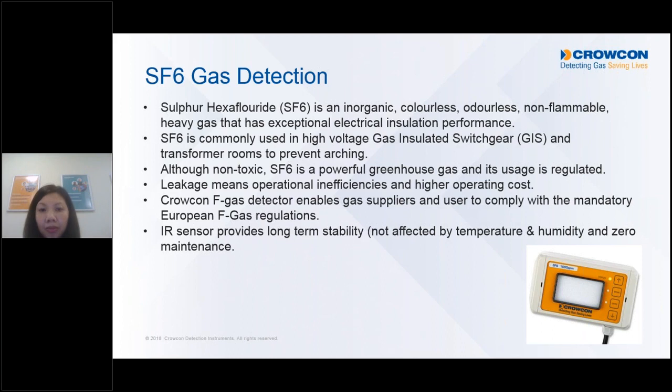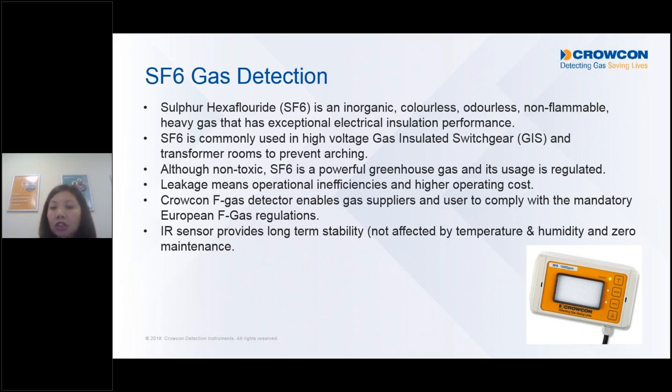Okay. Well, the special thing about SF6 is it is a very powerful greenhouse gas, so it's very bad for the environment. Okay, and the usage is absolutely monitored. And SF6 is very expensive. All right, so any leakage means that it's inefficient in your operation, and it's going to cost the owner a lot more. Okay, it's also regulated.